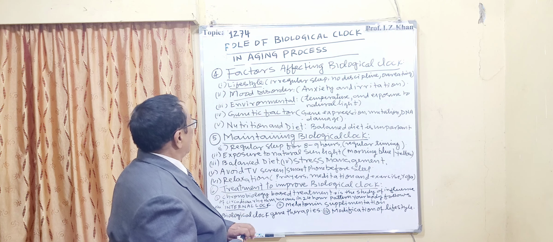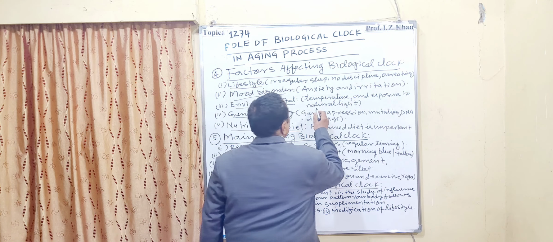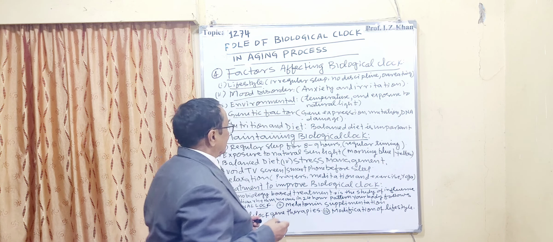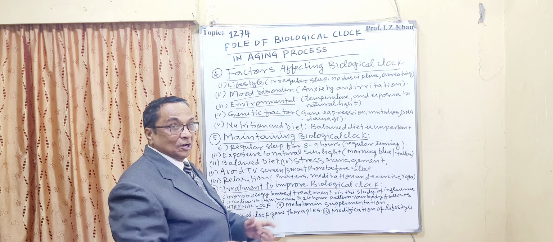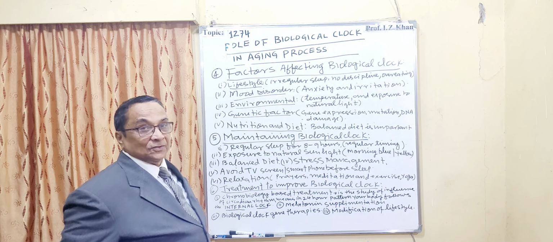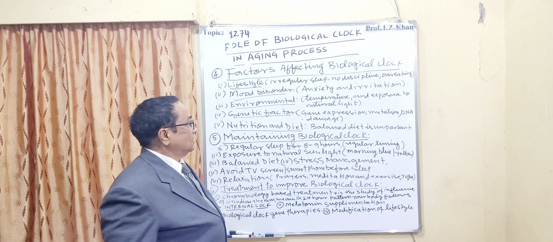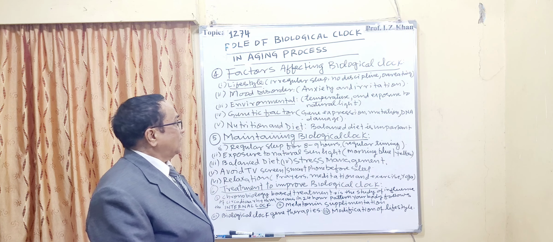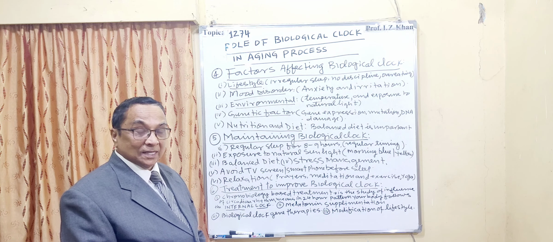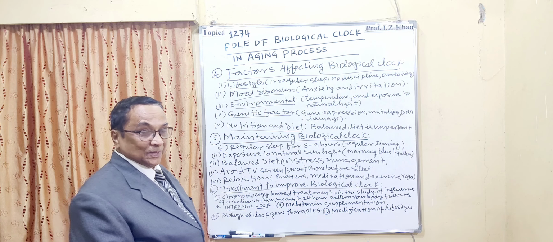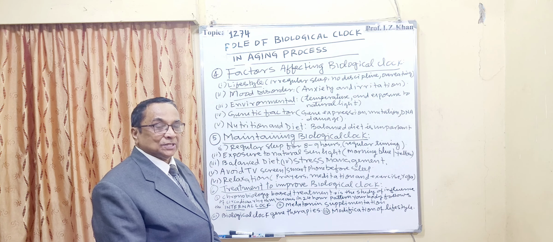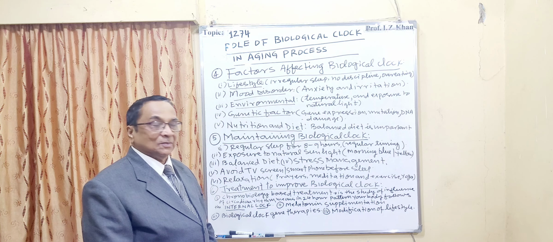Then genetic factor. Your genetic factor is gene expression. Your DNA is involved. I told you what is gene? It is a fragment of DNA molecule, mutation and DNA damage. There are so many factors by means of which your gene expression is affected and your DNA molecules are also damaged. That is called genetic material.